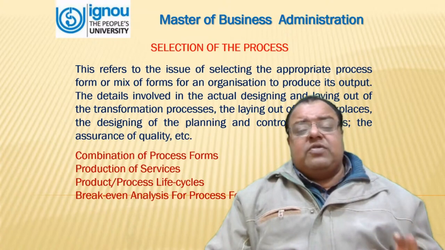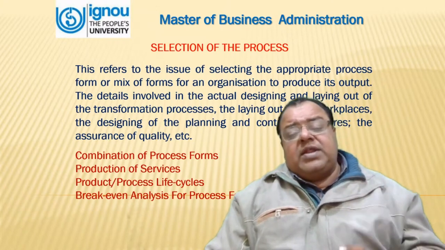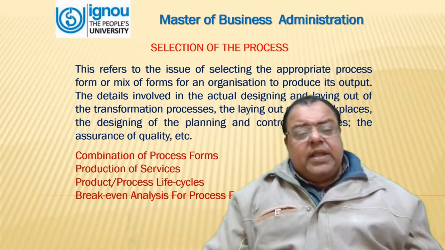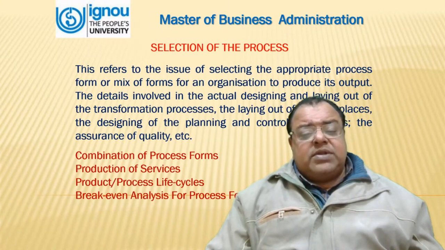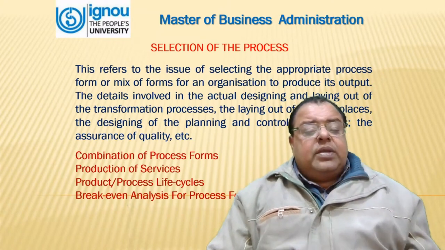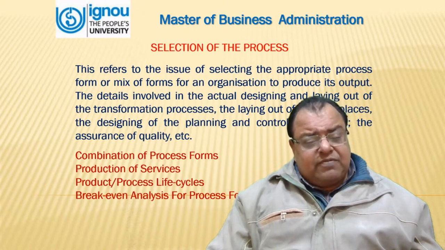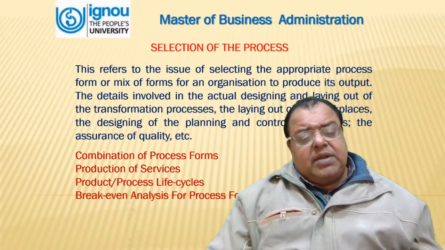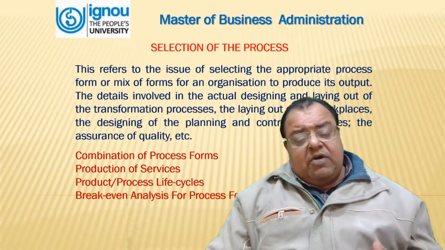This refers to the issues of selecting the appropriate process form or mix of forms for an organization to produce its output. The details involved in the actual designing and layout of the transformation process, the layout of the workplaces, the designing of the planning and control procedures, the assurance of quality, etc. What are the different forms? It is a combination of process form, production of services, product process life cycles, and break-even analysis for process forms.